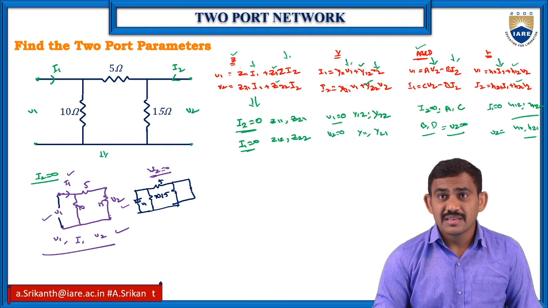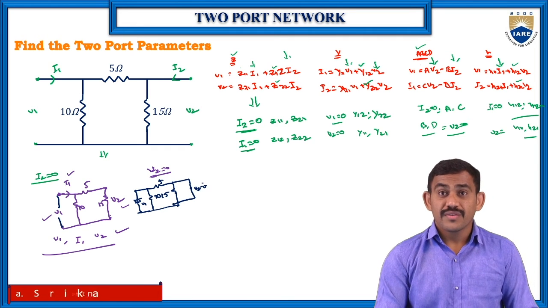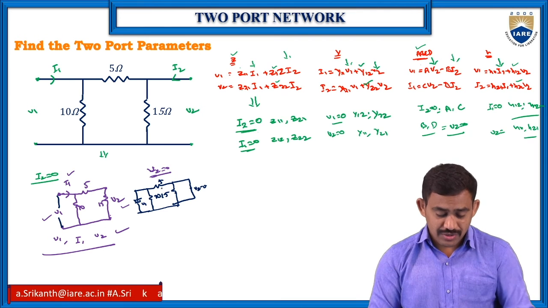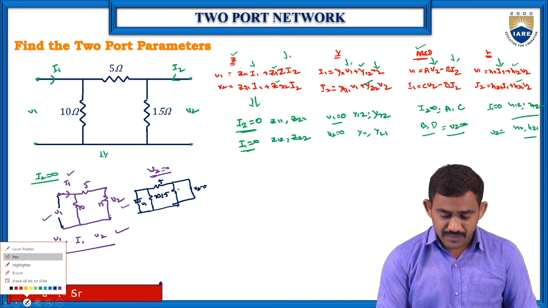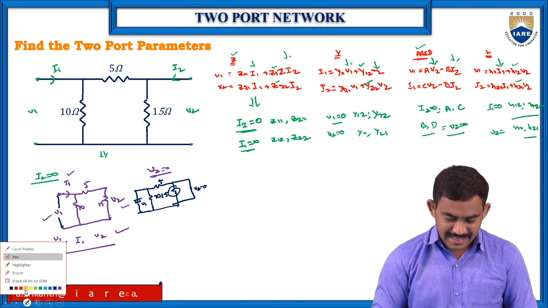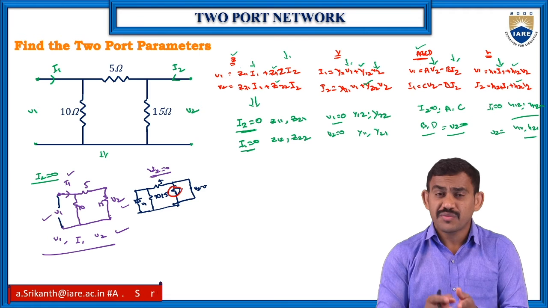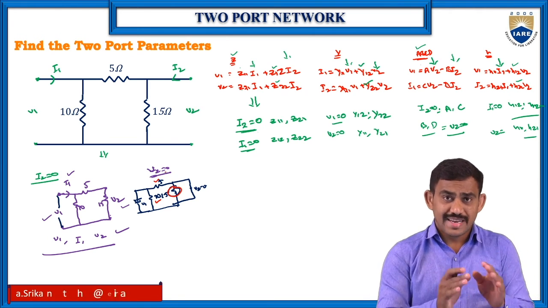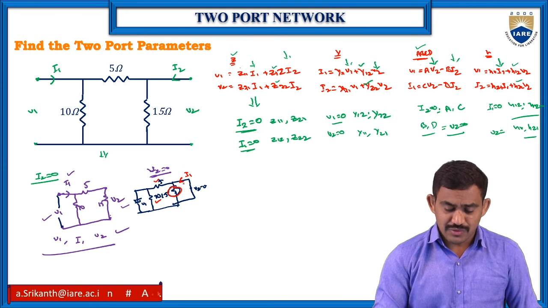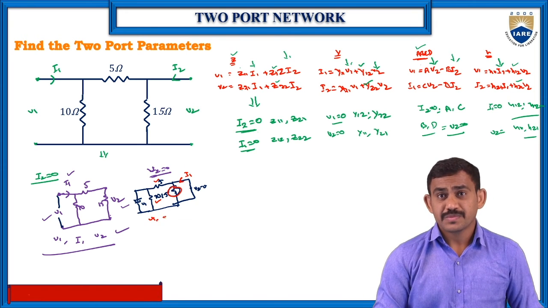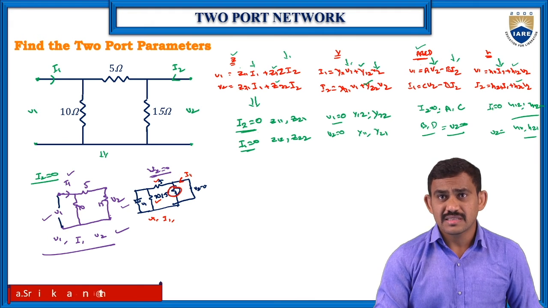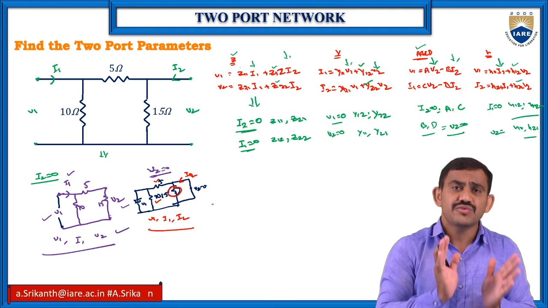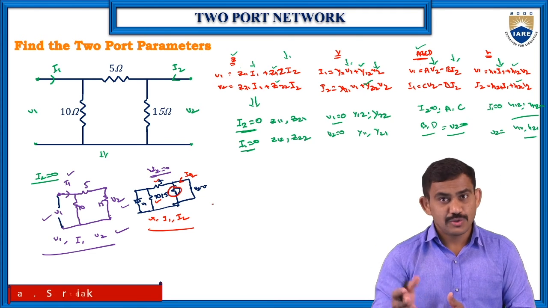Here V2 is 0. Then what about the 15 ohms resistor current? When we have a short circuit, no need to consider the 15 ohms value. Just find out the 10 ohms and 5 ohms. Which values do we have? That is V1, I1 and I2. Here V2 equals 0. The remaining values you need to find out to get the parameters you want.